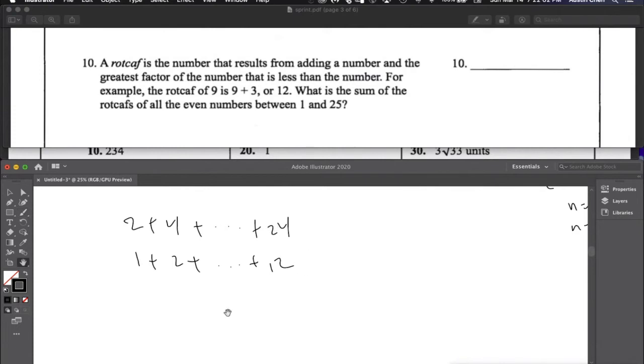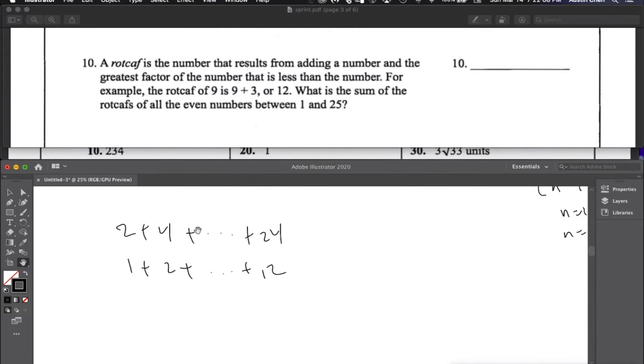This is just an arithmetic series. You have formulas for this. It's just going to be the mean of the sequence times the number of numbers in the sequence. And you can find the mean of the sequence by taking the mean of the first and last numbers. So the mean of the first and last numbers is going to be 26 over 2, which is 13.